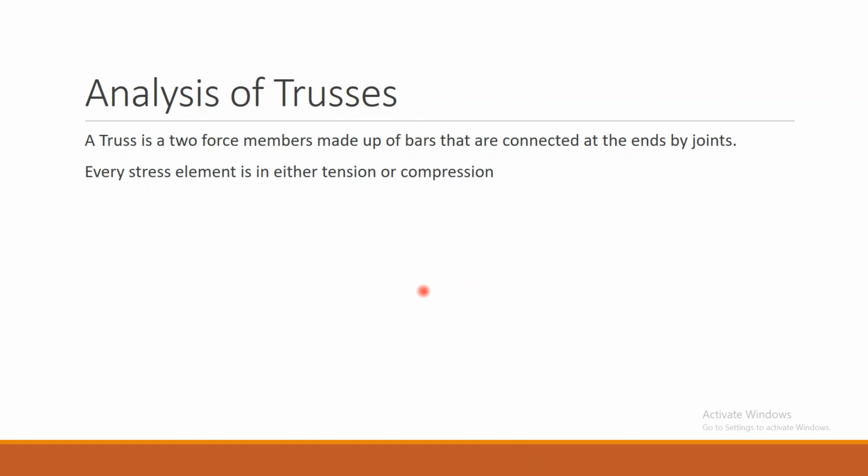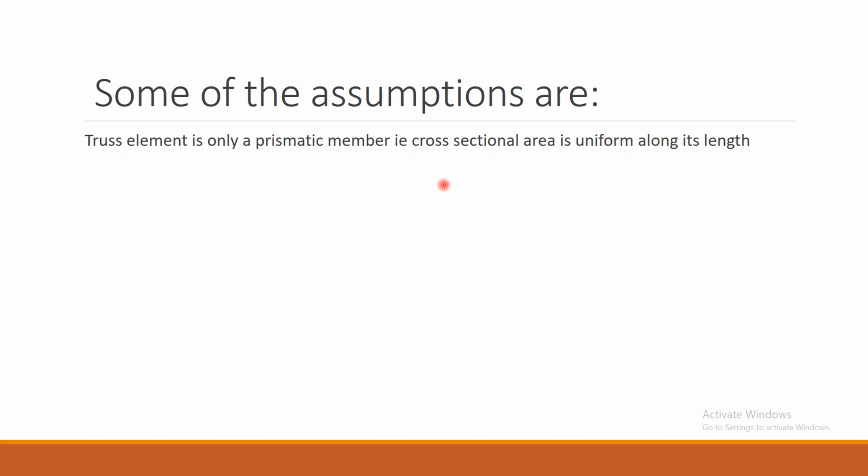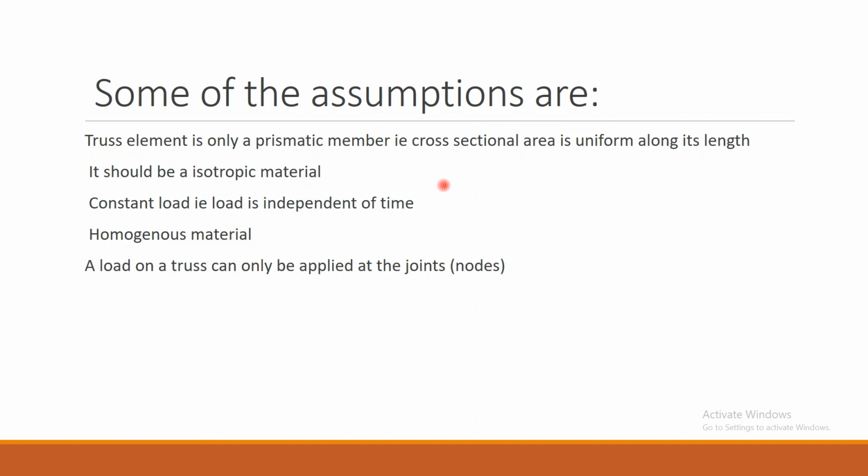Yes, let us look into the next content. Stress is obviously either tension or compression, meaning the stress developed here also will be axial. Okay, that you should always remember. And the assumptions that we are going to make in this case are that the cross section is constant throughout its length, and it should be an isotropic material. Load is applied in a constant manner, the material is homogeneous, and loads should be applied at the joints only, that is nothing but the nodes.